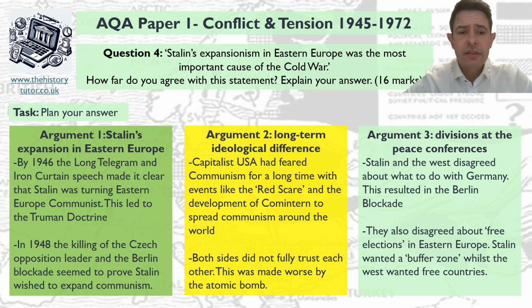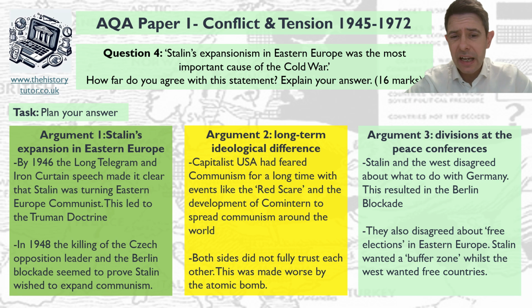In 1948, the killing of the Czech opposition leader and the Berlin blockade seemed to prove Stalin wished to expand communism. So, aggressive communist policies there by Stalin, and that's leading to ideological difference being shown through. But is ideological difference actually the most important? So argument 2.